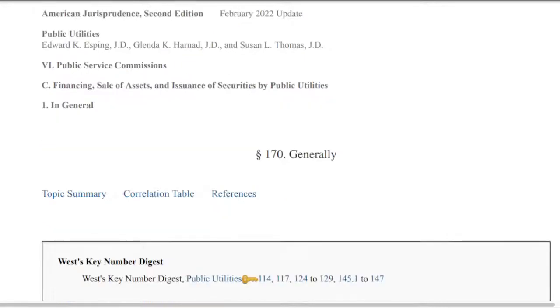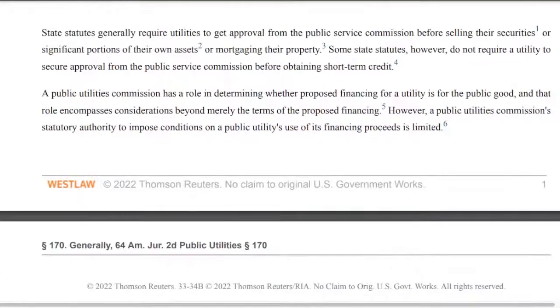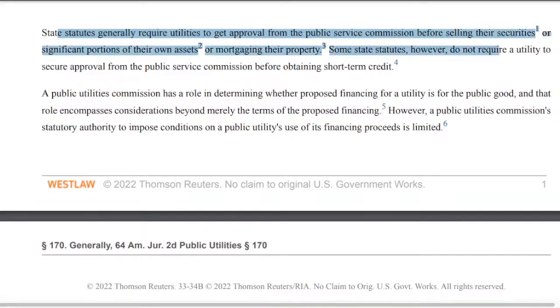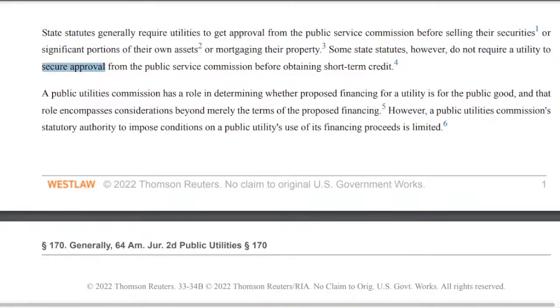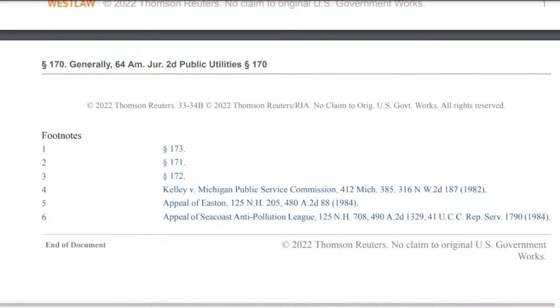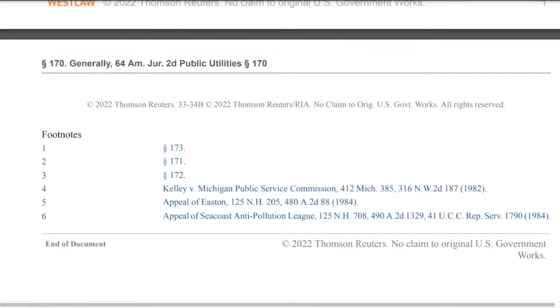And we're on to generally. State statutes generally require utilities to get approval from the Public Service Commission before selling their securities or significant portions of their own assets or mortgaging their property. Some state statutes, however, do not require a utility to secure approval from the Public Service Commission before obtaining short-term credit. Whoa, so they're obtaining short-term credit with our waters and electricities and gases? Yeah, let's read these footnotes. Okay, it's all in here. We get to that next.